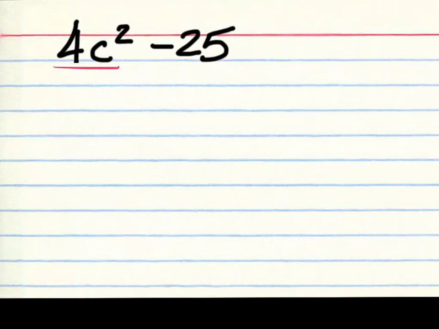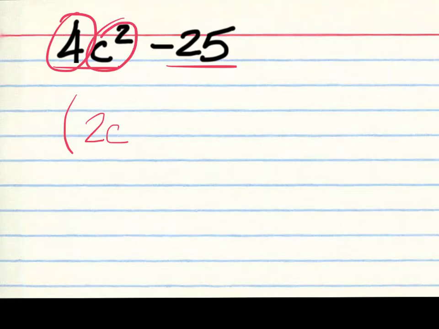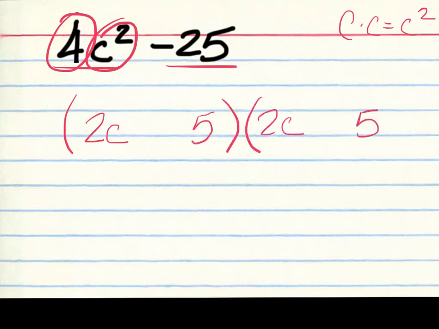4c squared minus 25. 4c squared is a perfect square because you can multiply 2c by itself to get 4c squared. In other words, find the square root of this and the square root of this, combine them together. c is the square root of c squared because c times c is c squared. And the square root of 25 is 5. So we'll have 2c and 5 in each quantity, but you must have a plus in one and a minus in another one.